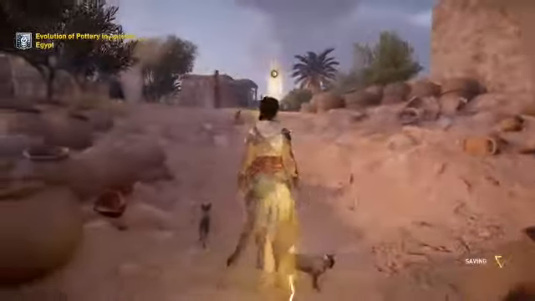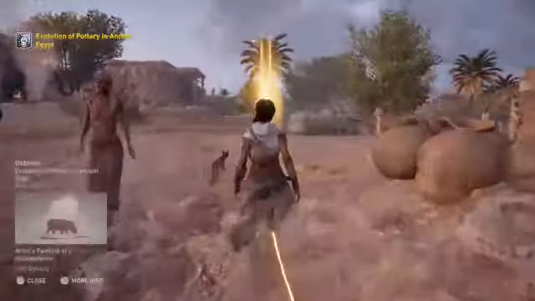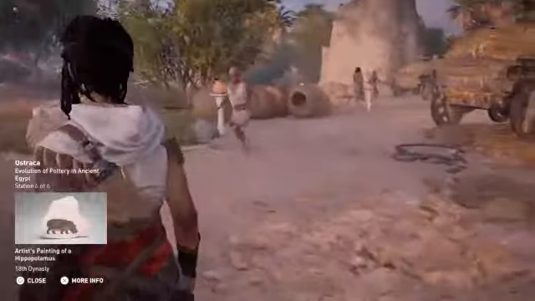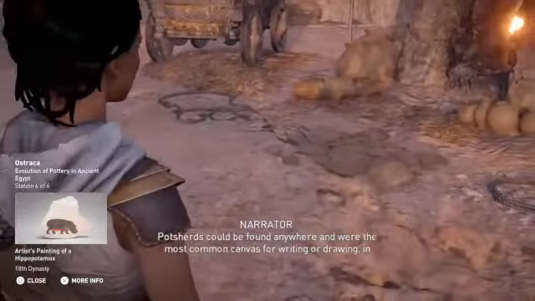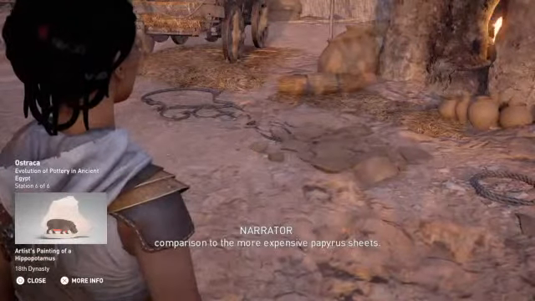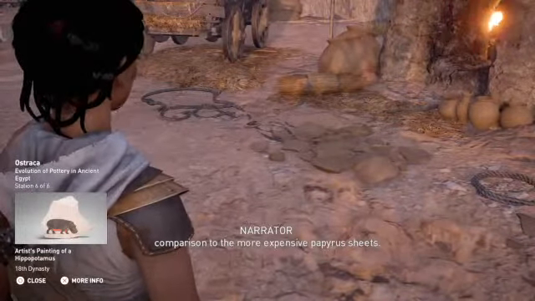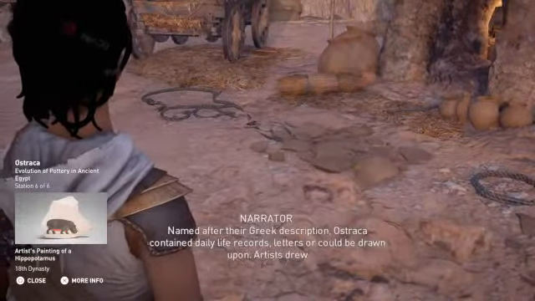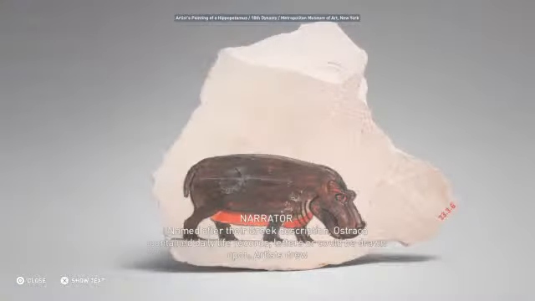And there's that, and we are going to go on to the next portion of this. Potsherds could be found anywhere, and were the most common canvas for writing or drawing, in comparison to the more expensive papyrus sheets. Named after their Greek description, ostraca contained daily life records, letters, or could be drawn upon.